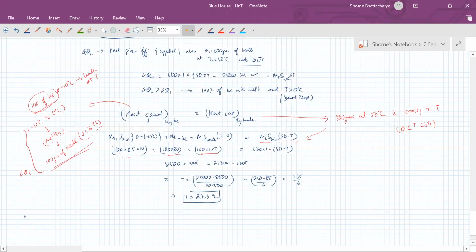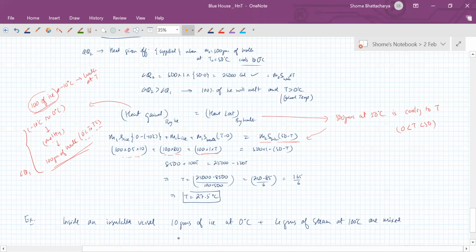Okay, let's do one more example. So again, inside an insulated vessel, okay, let's say 10 grams of ice at 0 degrees C plus 4 grams of steam at 100 degrees C are mixed.